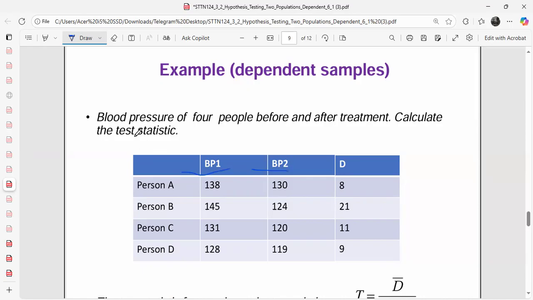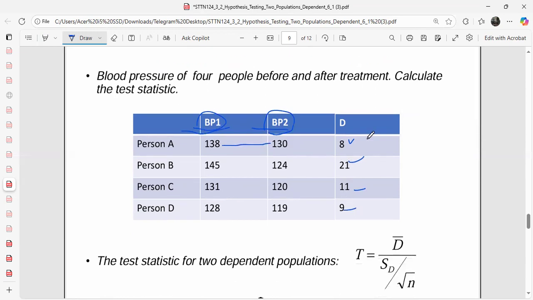Calculate the test statistic. You're still going to use the same steps. So we're given the blood pressure before and the blood pressure after. Remember, this is the dependent samples. You need to get what you call the difference. Once you get the data of the difference, you're going to punch it on the calculator. You get the mean, you get the standard deviation. In this case, it's going to be 138 minus 138, 145 minus 124, 21, 130 minus 120, 11, 128 minus 119, 9.